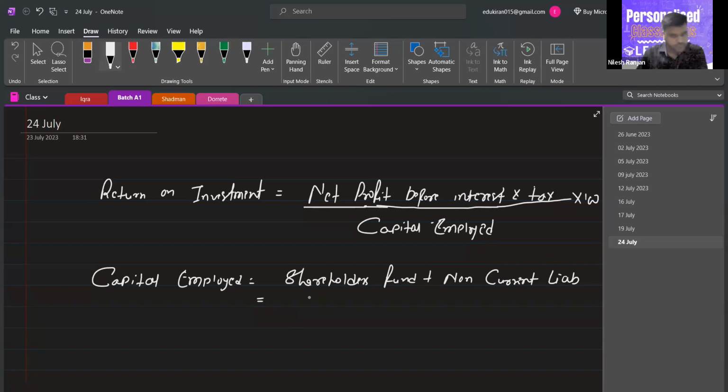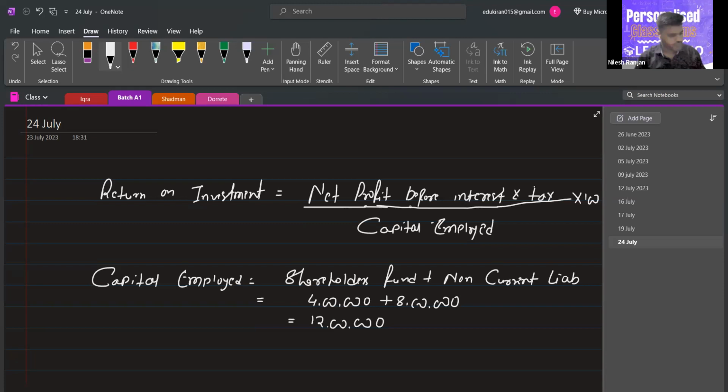Sir, I found my mistake. Instead of adding the 8 lakh, I took the interest and added the interest with it. Okay. So this is your capital employed, and then 4 lakh divided by 12 lakh, you will get 33.33%. Okay, sir. Any other doubt? No, sir.